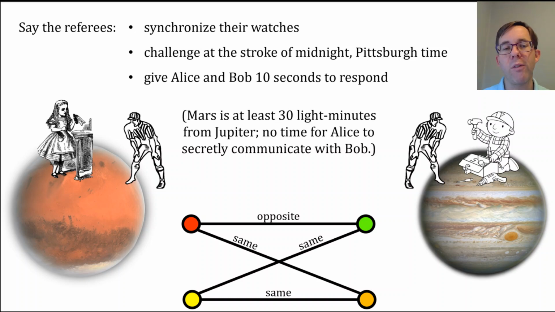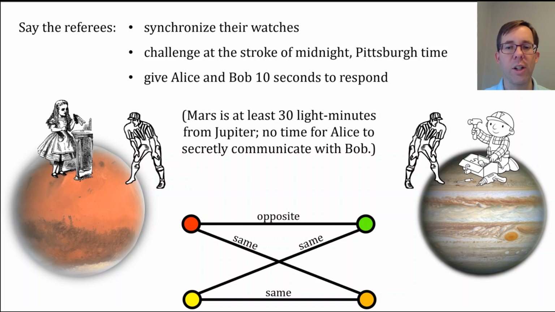Even if they have some cell phones hidden from the referees, it would take 30 minutes for any kind of communication to happen between Alice and Bob, but the referees are going to ensure that they act within 10 seconds of each other. Actually, the referees could even give them up to 30 minutes to respond, but they're not going to need it. Let's just say they respond in 10 seconds.